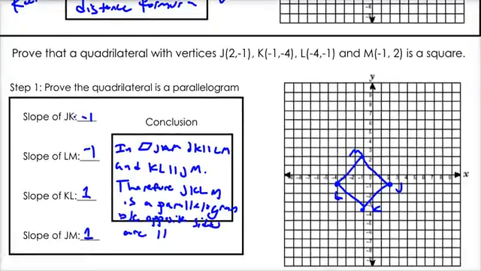All right, hopefully you actually paused the video and you did as said. You graphed it, and then you found the slope of all the sides. You should have gotten -1 for JK, -1 for LM, 1 for KL, and 1 for JM. And then wrote your conclusion: in quadrilateral JKLM, JK is parallel to LM, and KL is parallel to JM. Therefore, JKLM is a parallelogram because opposite sides are parallel. You did step 1. Then step 2, we're going to move on.